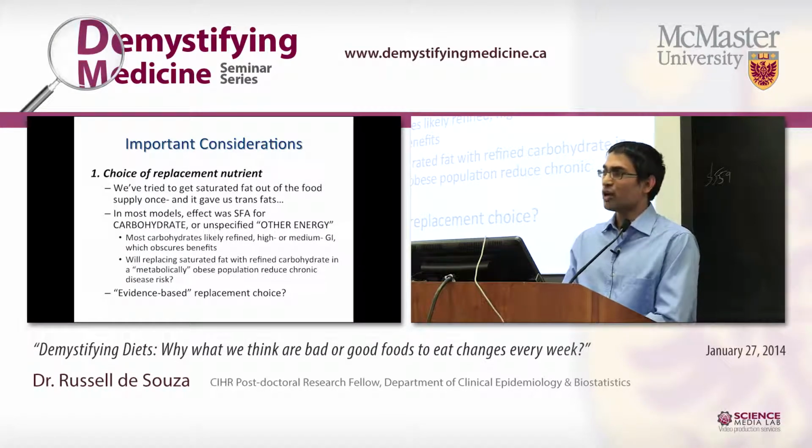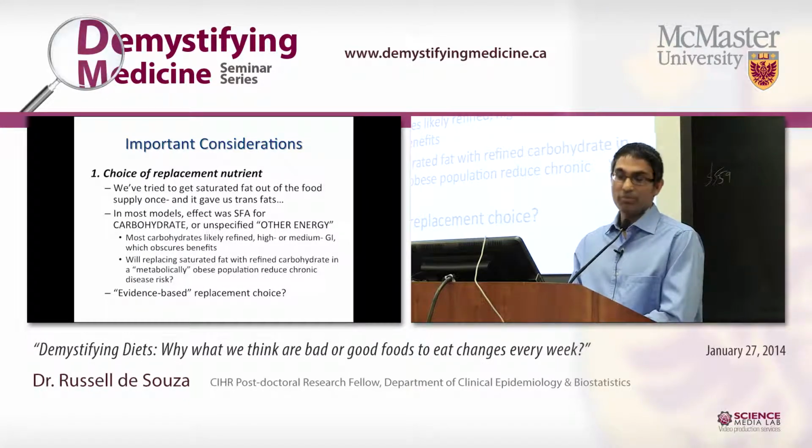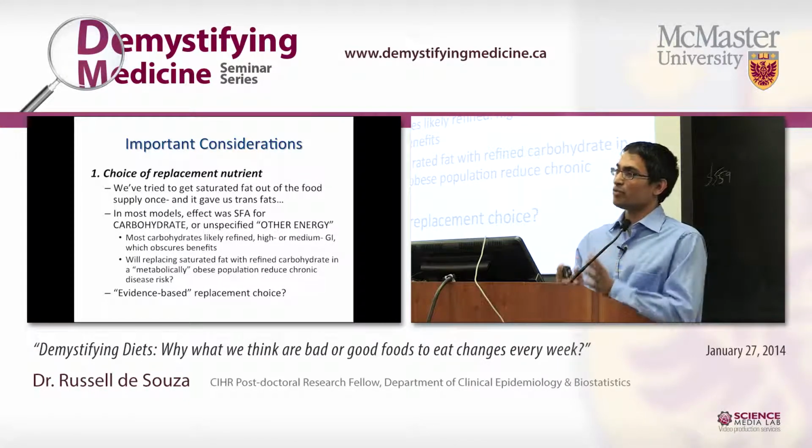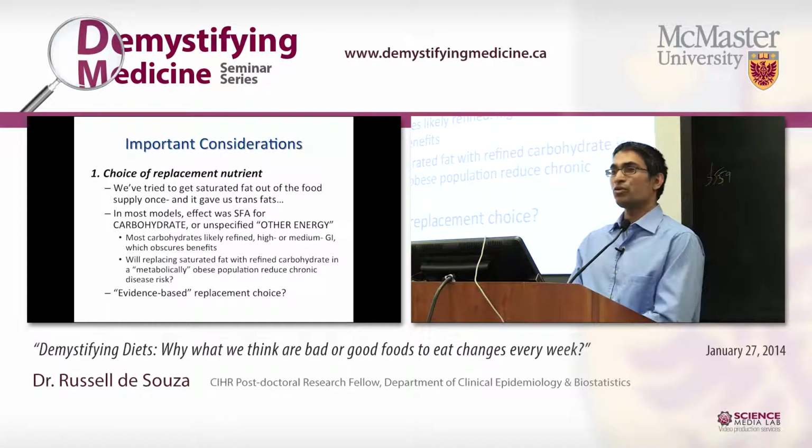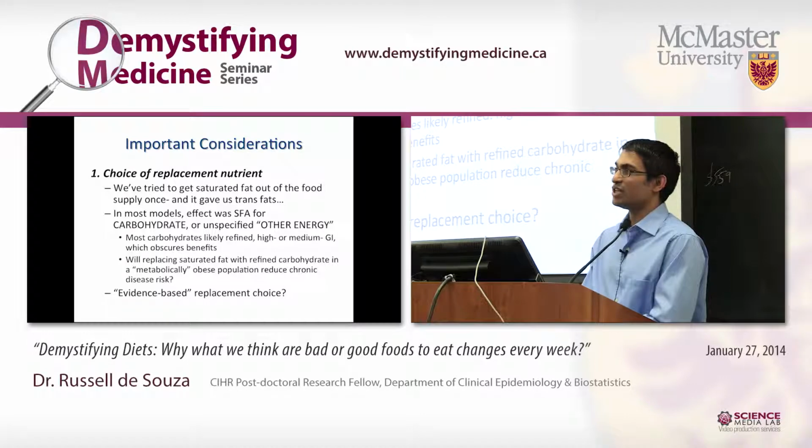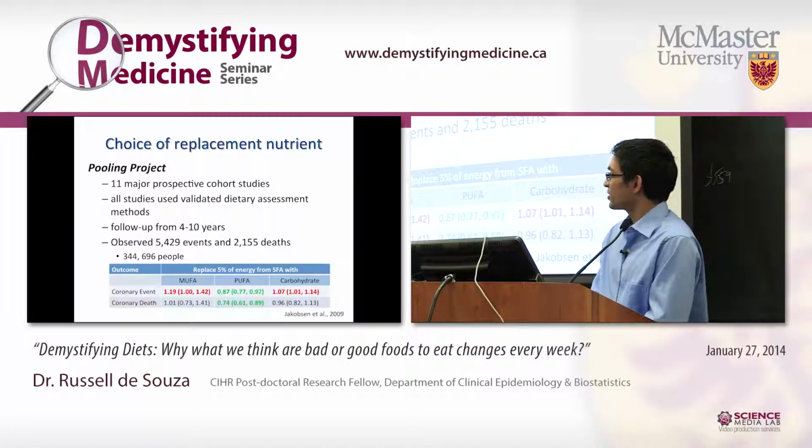Now, most carbohydrates that are eaten in the Western diet tend to be highly refined, highly processed carbohydrates. So the question that we ask is, if we replace saturated fat with a low-quality carbohydrate, refined grains, would we really expect to see a reduction in CHD risk?